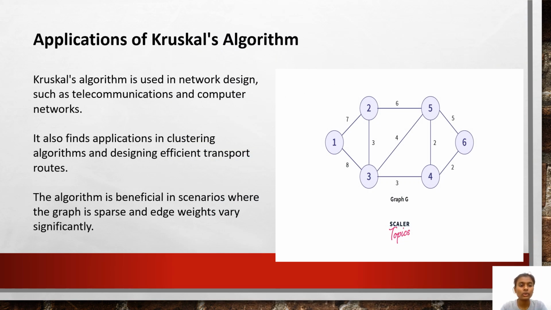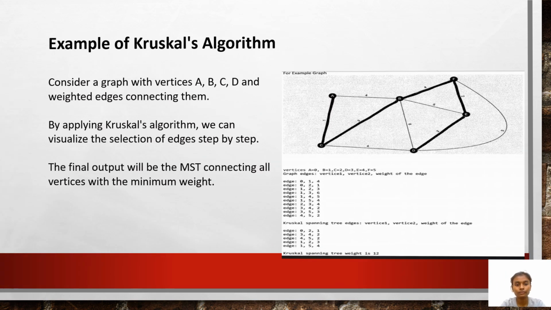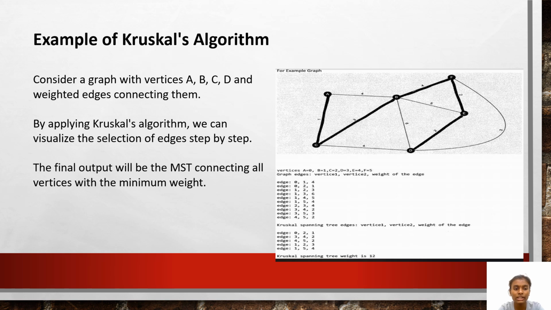Applications of Kruskal algorithm. Kruskal algorithm is used in network design such as telecommunications and computer networks. It also finds application in clustering algorithms and designing efficient transport routes. The algorithm is beneficial in cases where the graph is sparse and edges are weighted very significantly. Example of Kruskal algorithm. Consider a graph with vertices A, B, C, D and weighted edges connecting them. By applying Kruskal algorithm, we can visualize the selection of edges step by step. The final output will be a minimum spanning tree connecting all vertices with a minimum weight.